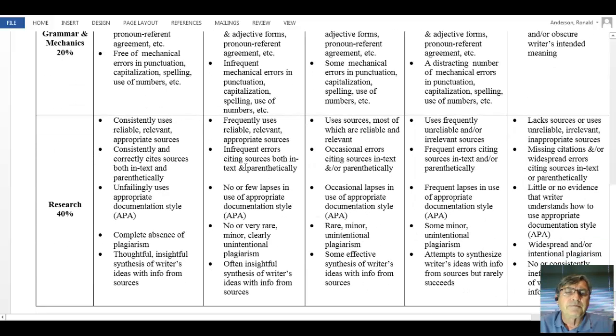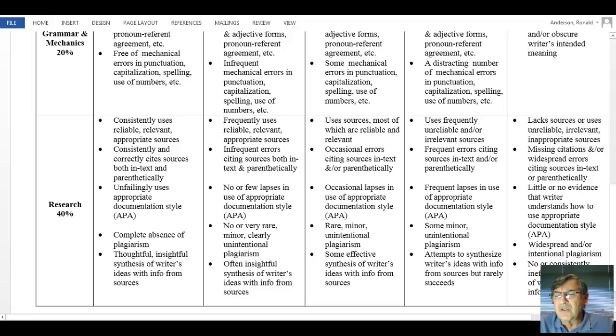Research. Consistently uses reliable, relevant, appropriate sources. Consistently and correctly cites sources both in text and parenthetically. Unfailingly uses appropriate documentation style, APA, complete absence of plagiarism, thoughtful, insightful synthesis of the writer's ideas and info from sources. This is another 12 points of those 30. So this is very important.